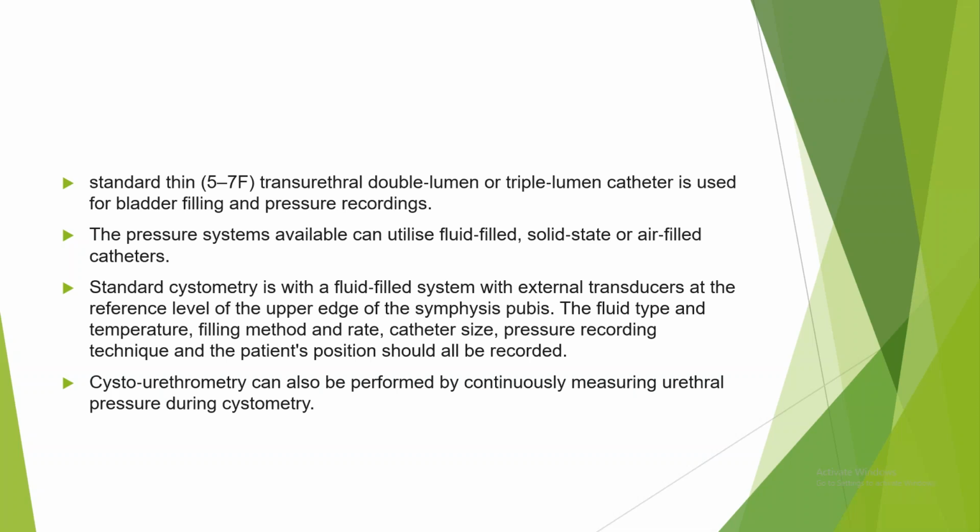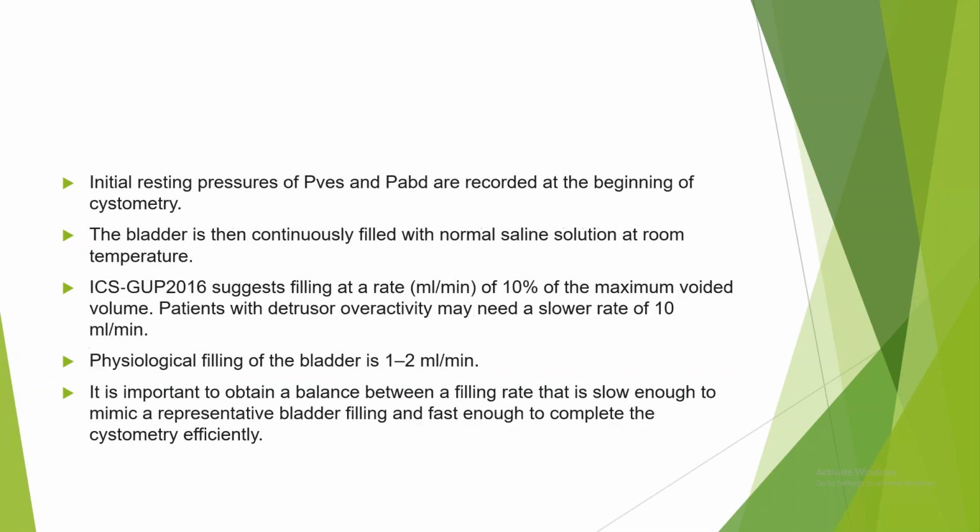Exactly what you are going to use in the machine, you have to make a note of in your report. They all should be recorded: in which position you are recording the cystometry, at what temperature, which fluid you are using, the filling rate of the bladder, catheter size, and pressure recording technique. In this cystometry, we can also measure the urethral pressure simultaneously in some machines, not all machines.